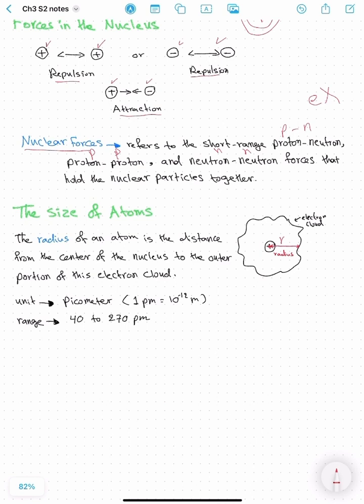So the radius of an atom is the distance from the center, which is the nucleus, to the outside portion of the electron cloud. What units do you use? We use picometers. Okay, so 1 picometer is 10 to the power of -12 meters. So 12 zeros, then 1 meter. The size of an atom is mostly between 40 to 270 picometers. The smallest is 40, and the biggest is up to 270 picometers.